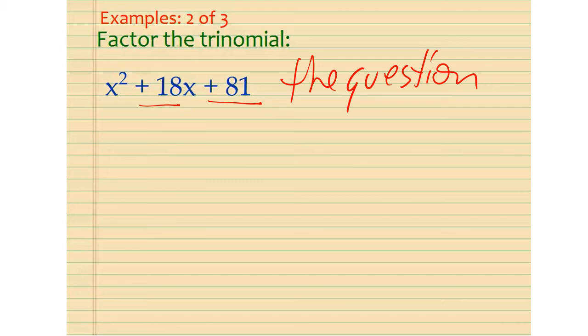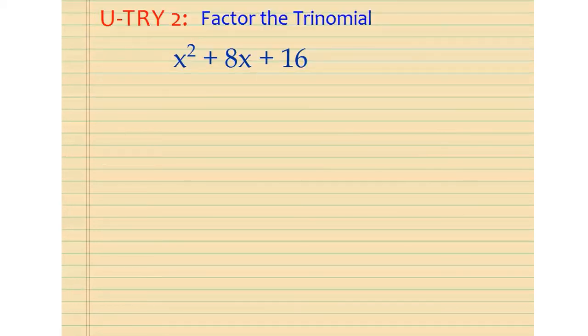How about that? So I'm going to write my two binomials. X goes in the front of each one. 9 times 9 is 81. 9 plus 9 is 18. So positive 9 and positive 9 do the trick. And I just factored another trinomial. Here's your you try. Remember to ask yourself the question. Say it out loud. I'm going to ask to hear it in class, so get used to it.